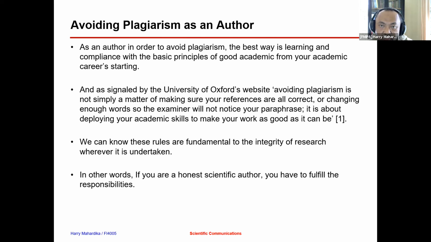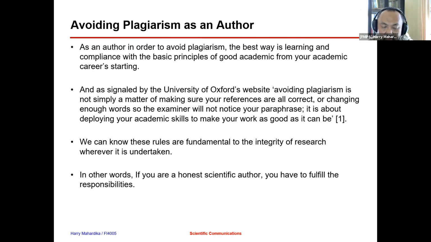As an author, in order to avoid plagiarism, the best way is learning and complying with the basic principles of good academic practice from the start of your academic career. And as signaled by the University of Oxford's website, avoiding plagiarism is not simply a matter of making sure your references are all correct, or changing enough words so the examiner will not notice your paraphrase. It is about deploying your academic skills to make your work as good as it can be. So it's not just putting the references in a proper way. It's not a matter of paraphrasing. Okay, but it's basically how we use our academic skills so that our writings become our own writings.